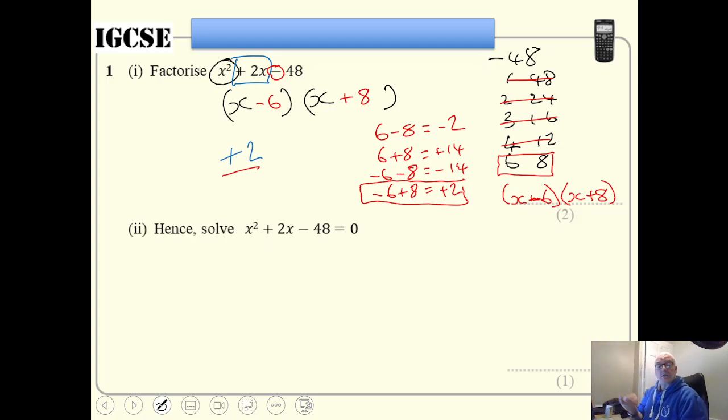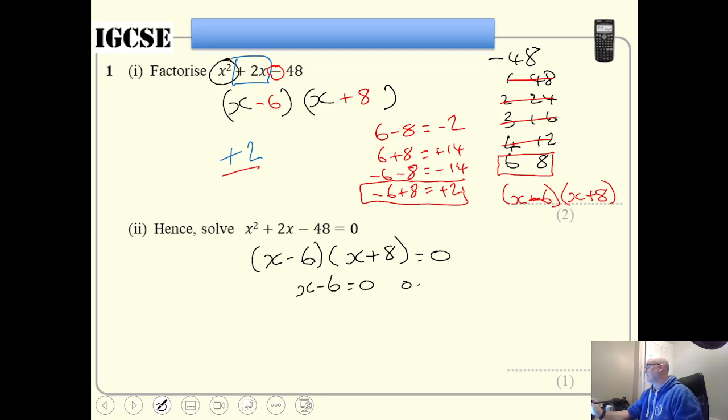It doesn't matter if the brackets are the other way around. You could put x plus 8 and x minus 6. That's not a problem. Okay, let's move on to the next one. We've done the hard work. We've got x minus 6, x plus 8. Let's make it equal 0. So that means x minus 6 equals 0 or x plus 8 equals 0. If we solve for both sides, plus 6 for both sides, x is going to equal 6. Take away 8 from both sides, x is going to equal negative 8.